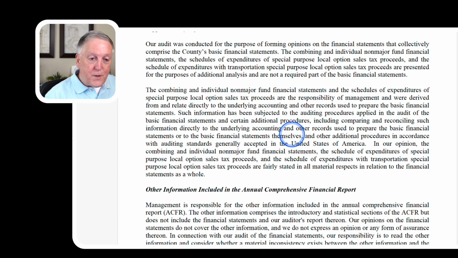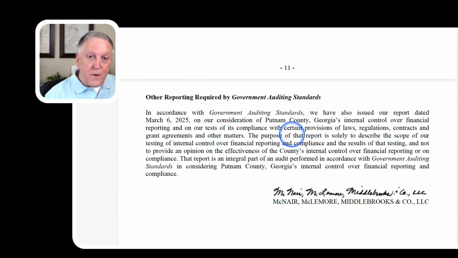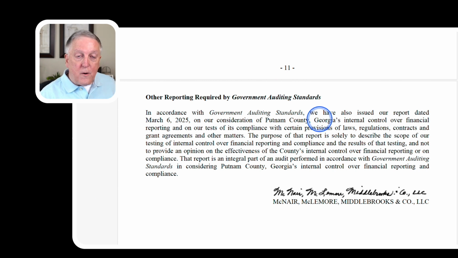I'm not going to show you the whole opinion, but when we get to the end of the opinion for this audit, we would need this paragraph. And it's just saying, hey, this audit's been done in accordance with the government auditing standards, or what we call the Yellow Book. And then it's saying there are two main focal points to this audit report that we'll look at in a moment. One's internal control and the other is compliance.